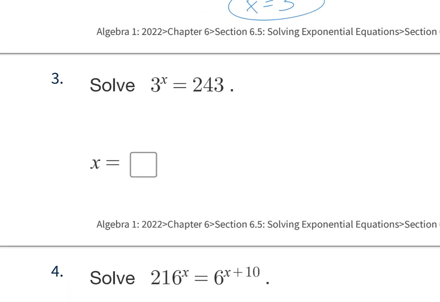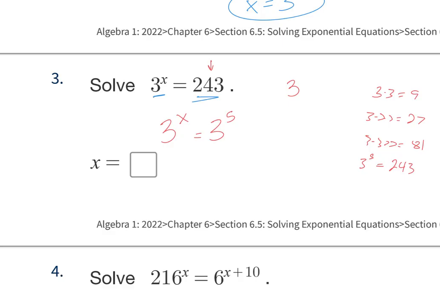Okay, number 3. 3 to the x power equals 243. Oh no, they're not the same bases. However, this is what we've been training for. We're going to change 243 to be 3 to what power? Well, here, hang on. 3 times 3, that's 9. 3 times 3 times 3, that's 27. 3 times 3 times 3 times 3 is 81. And 3 to the 5th is 243. So we have 3 to the x power equals 3 to the 5th power. And now they are the same bases, so we ignore the bases, and it's just x equals 5.